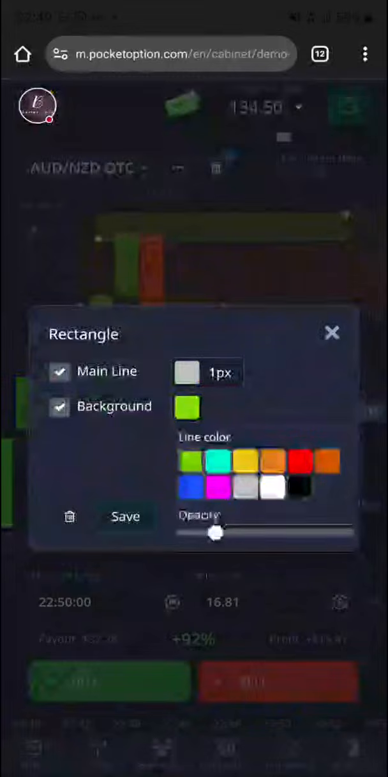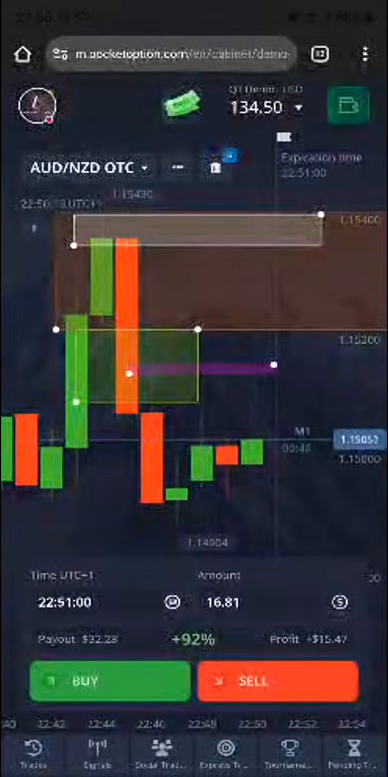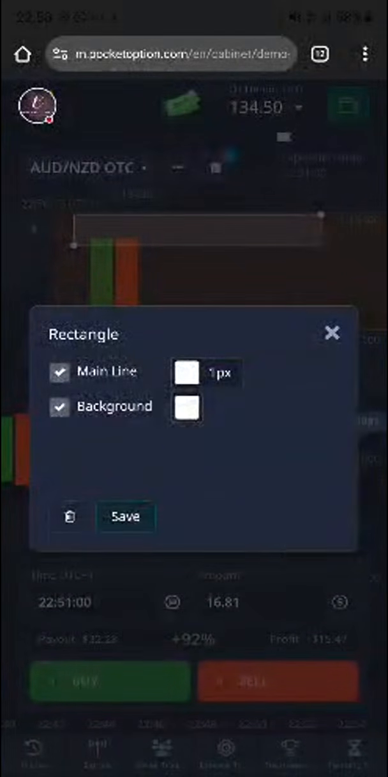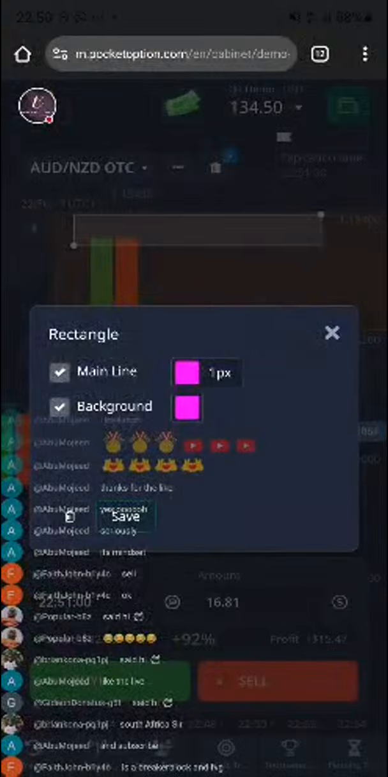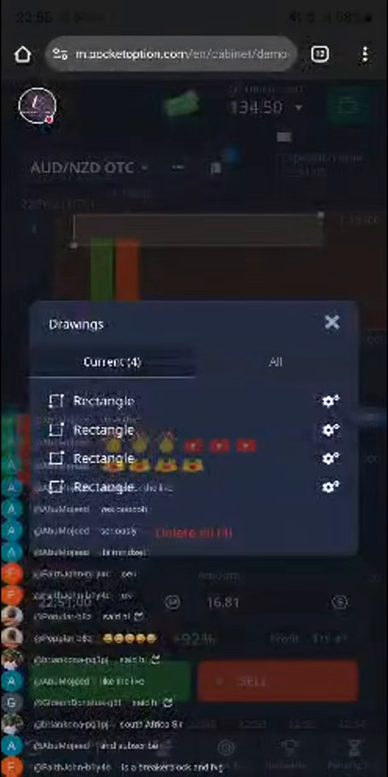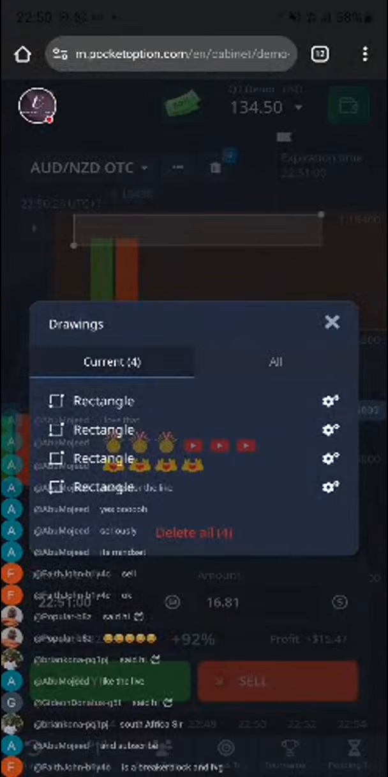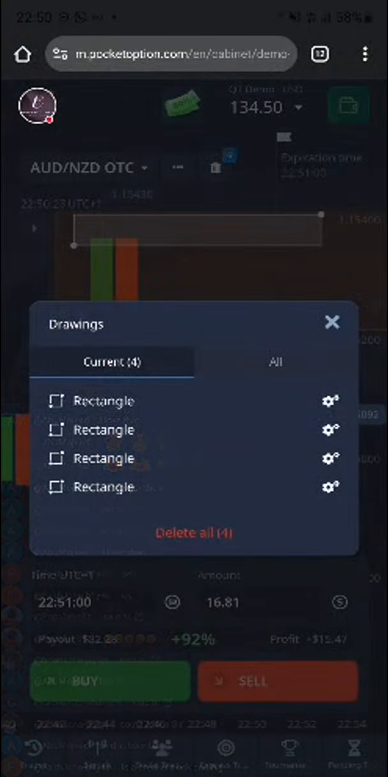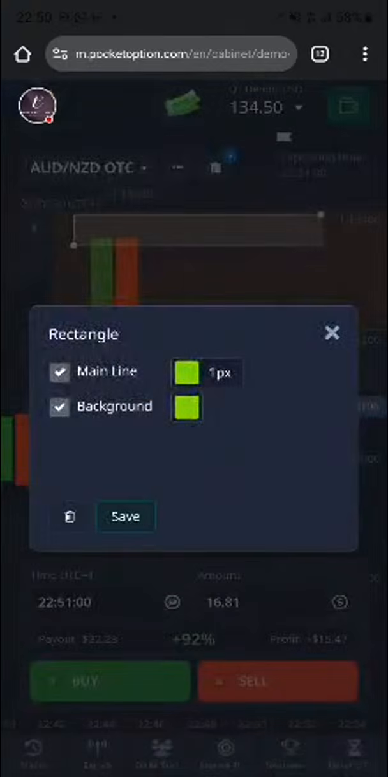This is how I mark fair value gaps. I mark it as neutral. Then this is where I mark my lower time frame entry. You can see now. The one I marked white is the lower time frame entry for the breaker block, and yeah, it's also a breaker block. You're correct, and a fair value gap. So this is it.